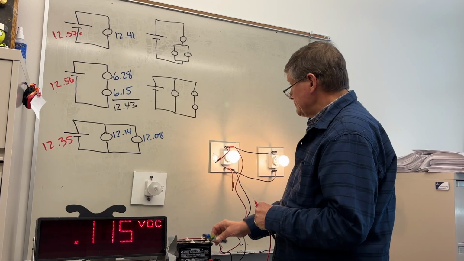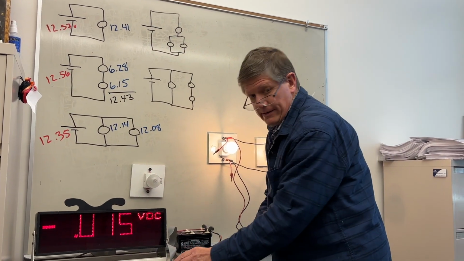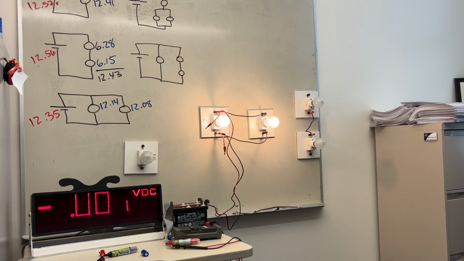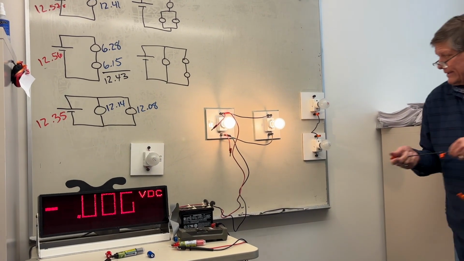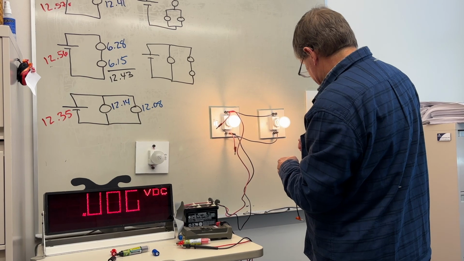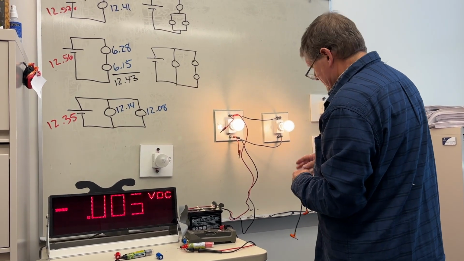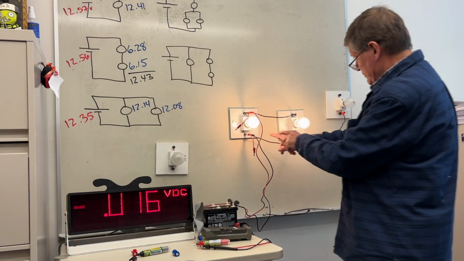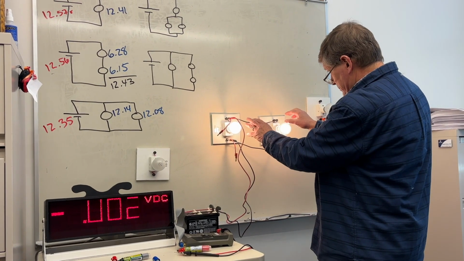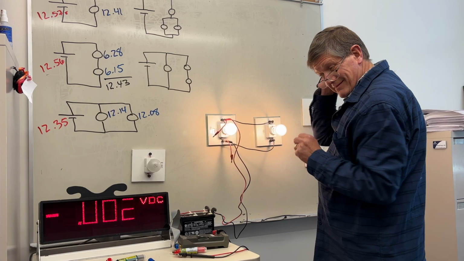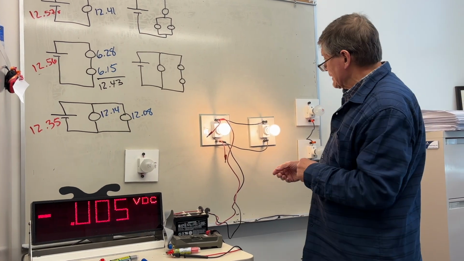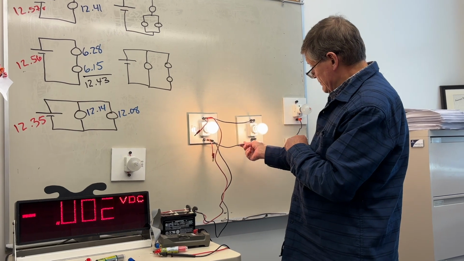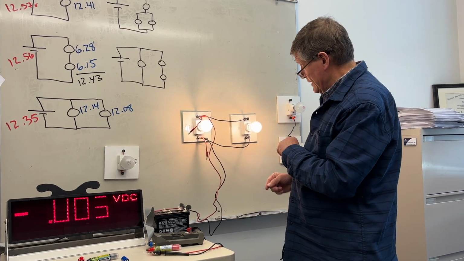Okay. Now, here's a fun little exercise. I was going to say, if I were to make these wires better, less resistant, more perfect, I would get exactly the same number on this one as that one. But we've got a little bit of resistance in these wires here.